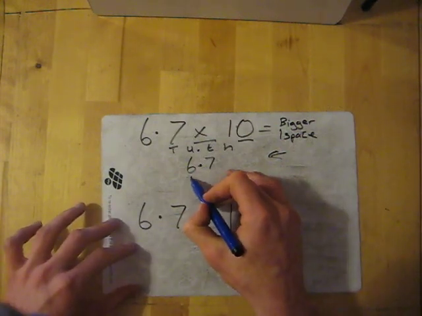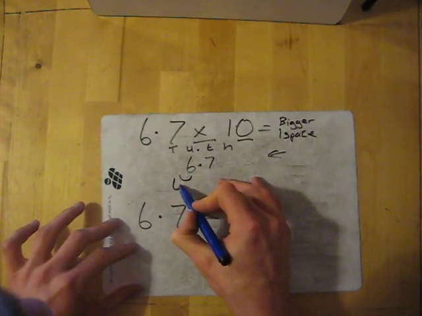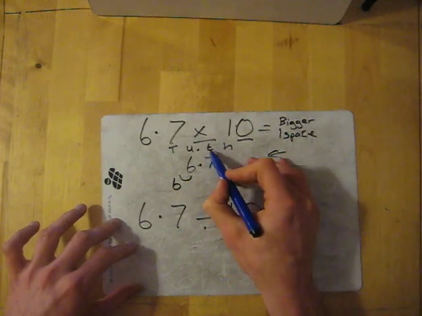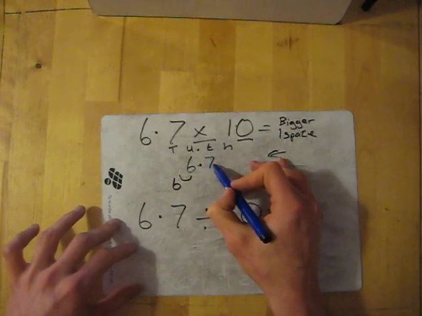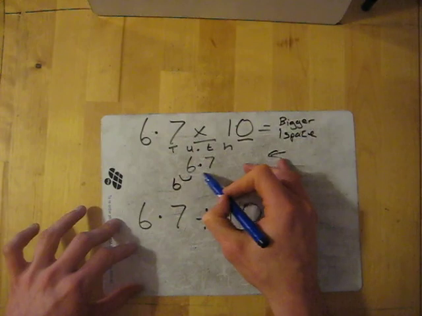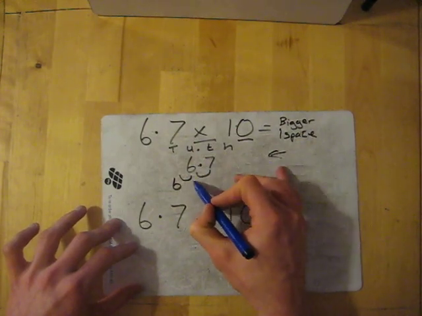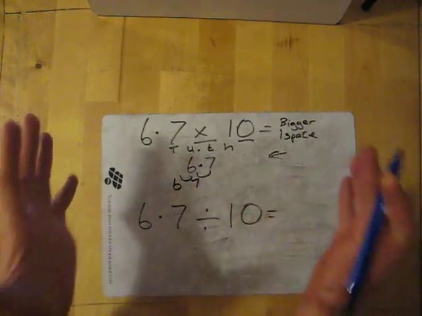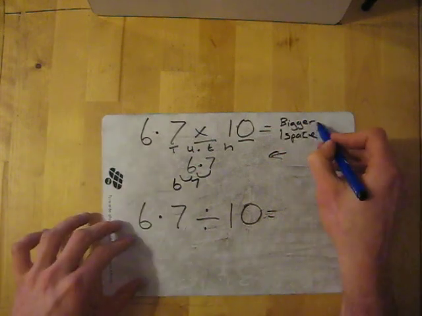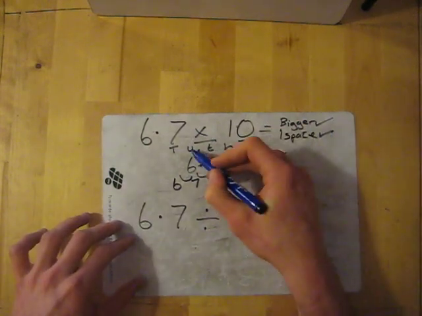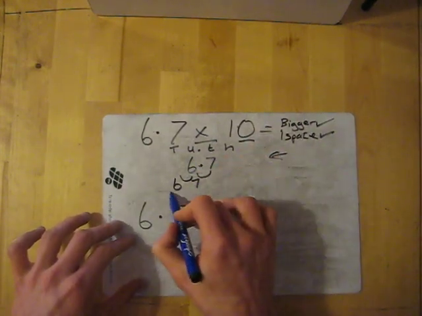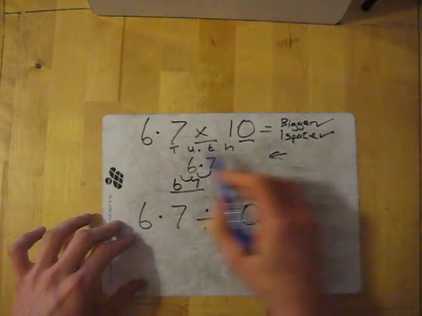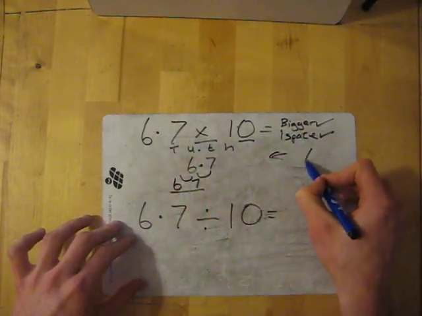So the 6 moves up one place and ends up under there. The 7 moves up from the tenths to the units and it goes to there. Now we've moved all the numbers and we made them bigger by one space. So my new answer is 67. So 6.7 times 10 would be 67.